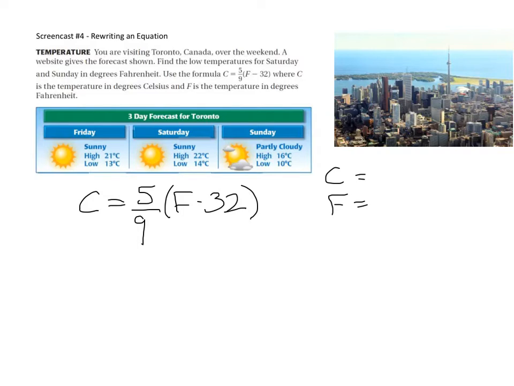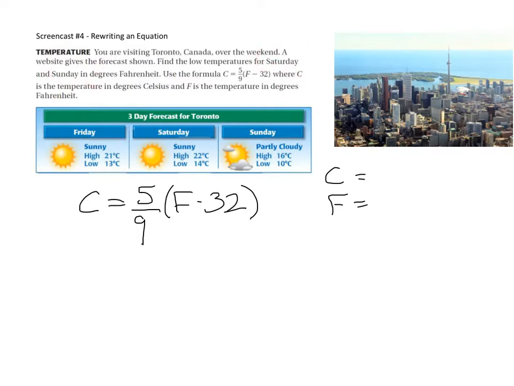Here's the problem. You are visiting Toronto, Canada. Lovely place. Here's a small picture of their skyline. Very, very lovely city. Over the weekend, a website gives the forecast as shown right here, as you can see. Those are the temperatures. Find the low temperatures for Saturday and Sunday in degrees Fahrenheit.